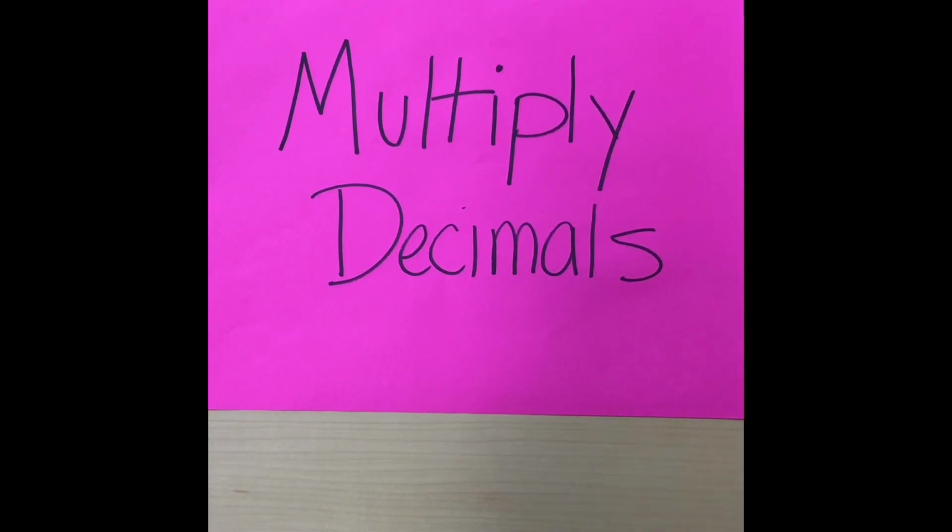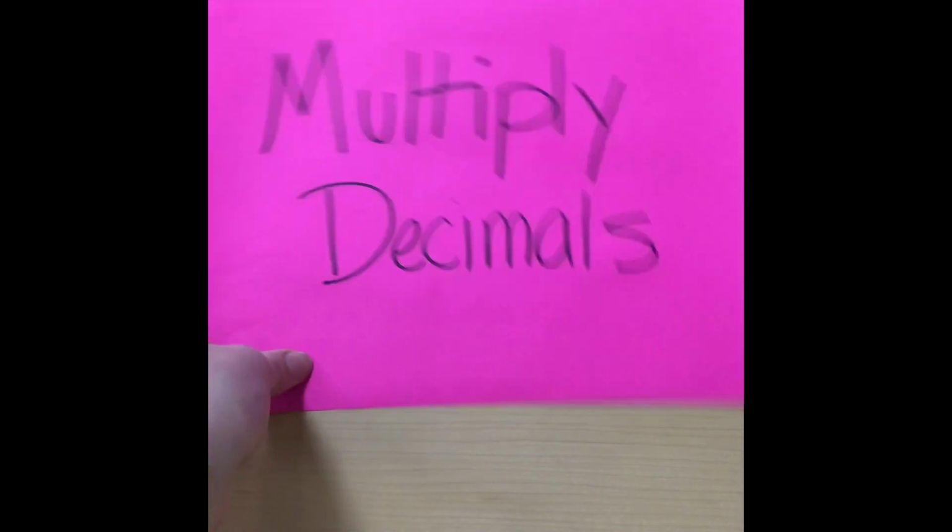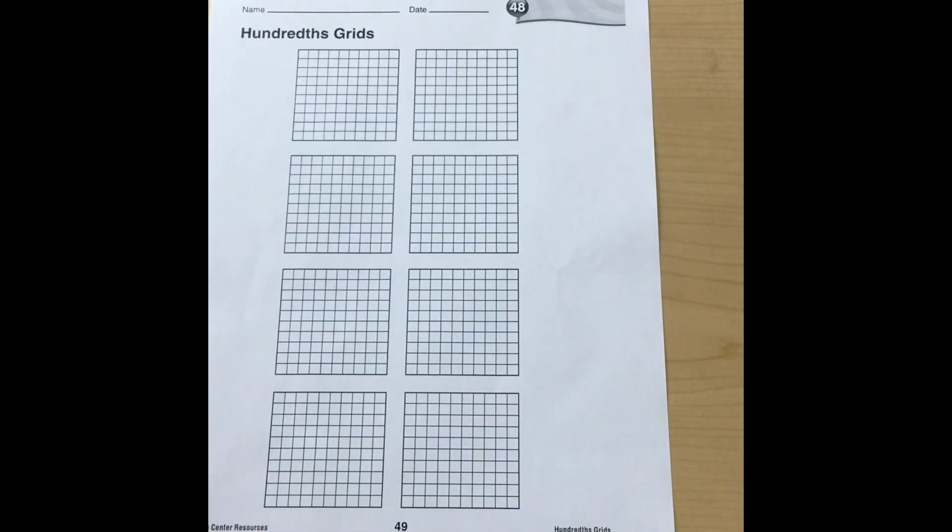We are going to be multiplying decimals. You've already learned how to multiply a whole number and a decimal. Today we're going to multiply a decimal by a decimal. So the first thing I want to start with is using a decimal model or a hundredth grid to show you how to multiply first. So we're going to start with this, and then we'll go into the actual ways to multiply decimal by decimal.